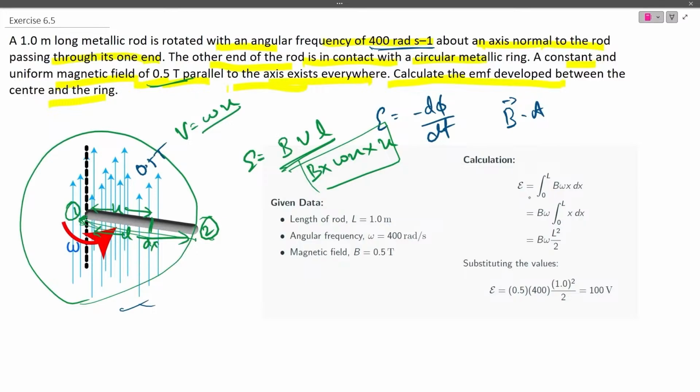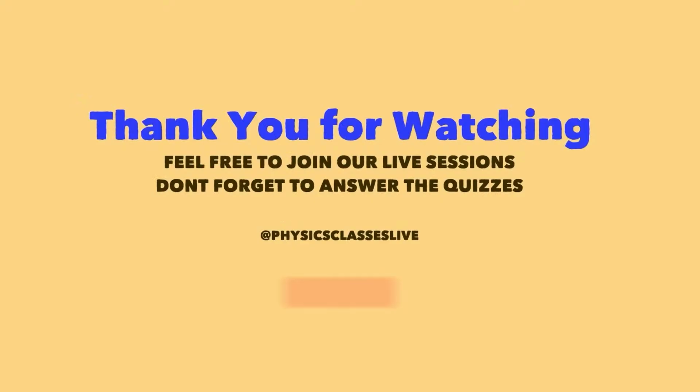So the total EMF would be equal to the integration of B omega x dx from 0 to L, where B is the magnetic field, omega x is the V part of this formula, and dx is the length of the small section of the rod. After this integration, we will find that EMF equals B omega L squared by 2, and after substituting the values, we will get the value of 100 volts. So this is the EMF developed between the center and the ring.